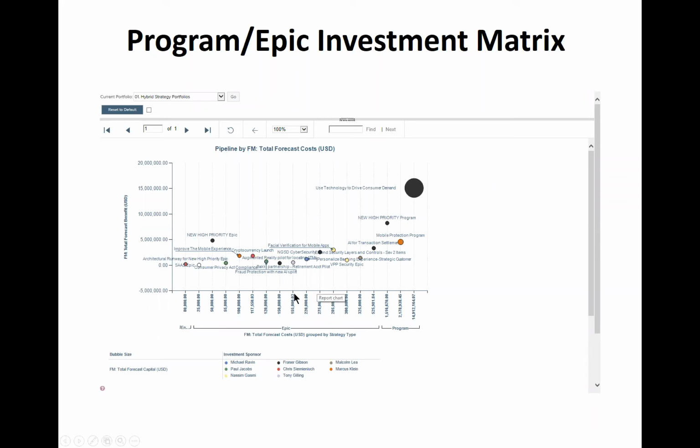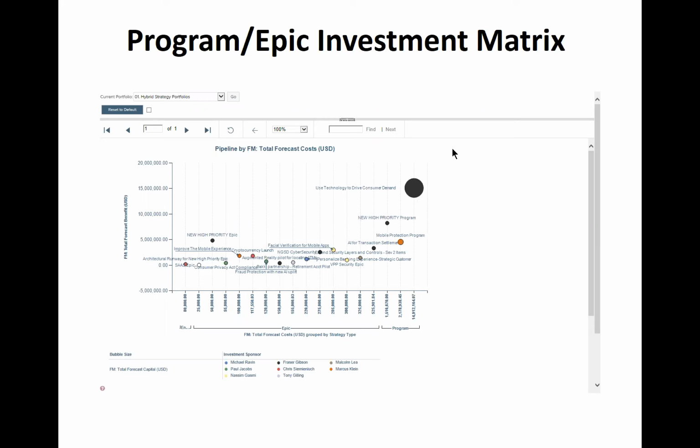right? So, okay, boss, most of our work is epics that we're doing. We do have some program work over here. And certainly the one that's generating the biggest benefit and costing the most happens to be a program. The point is the value is to be able to save time in the production of these analytics with Enterprise One. And then you're able to answer the question on the spot rather than having to get back to the boss a little bit later.